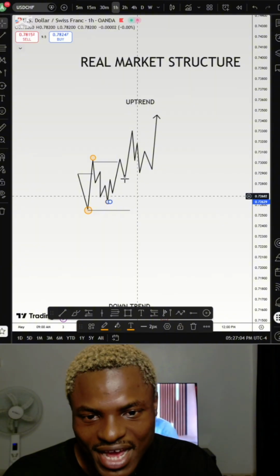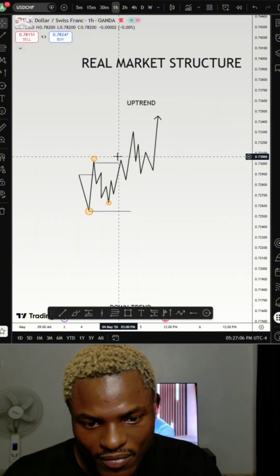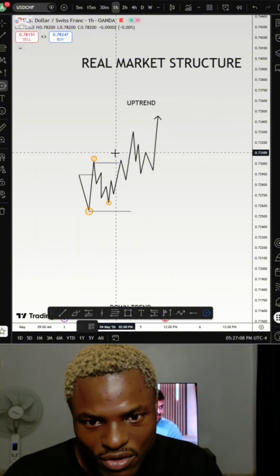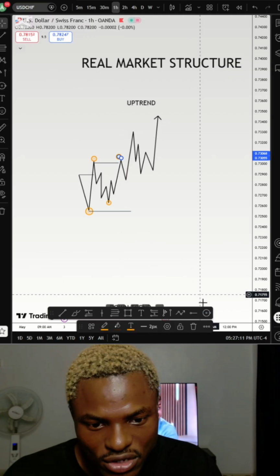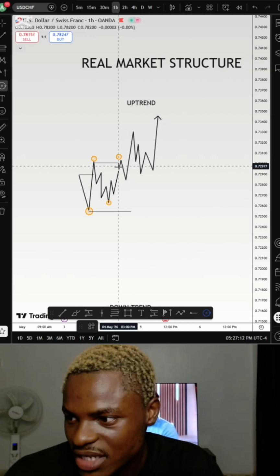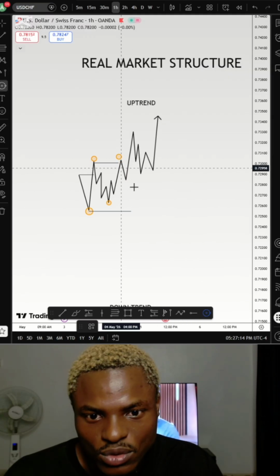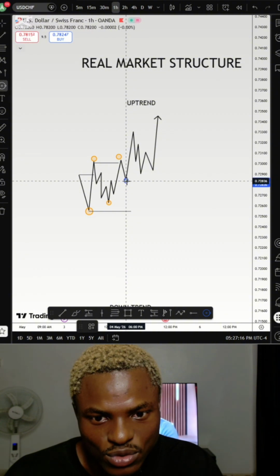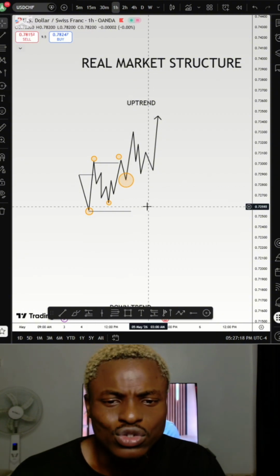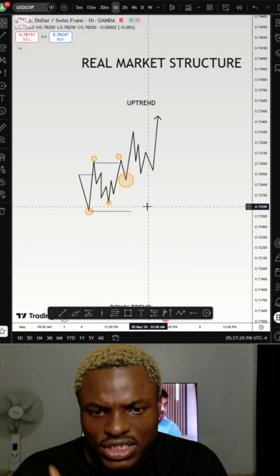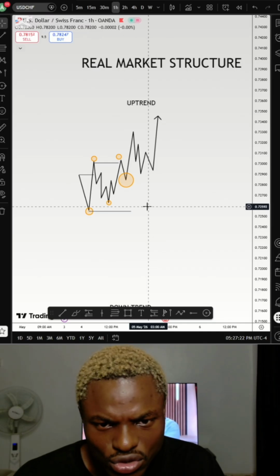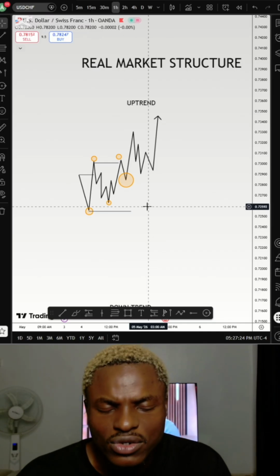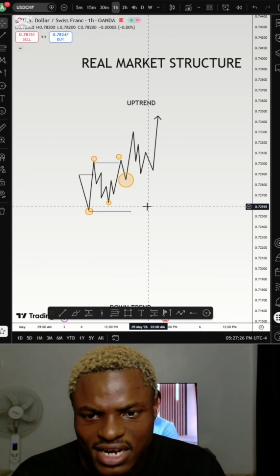You have another higher high here. You have another higher high right here, and where is the low that took out this low? This is the low right here, so you have another one here. So stop picking your change of character from the internal structure. Always make sure you pick your change of character from the external structure.